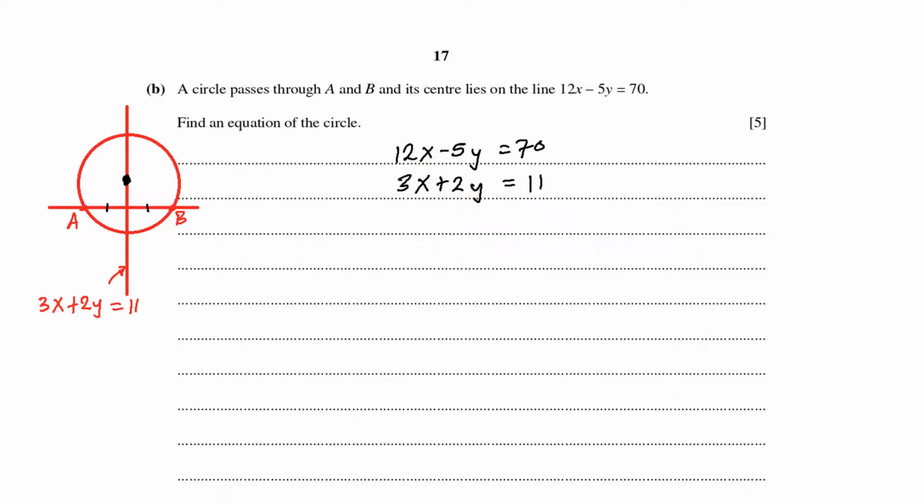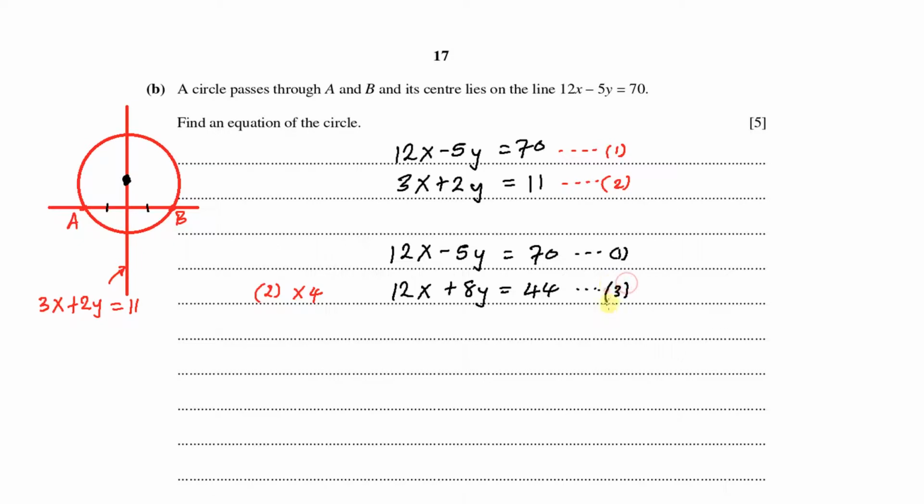So this is what I'm going to do. I'll label this to be equation 1 and this to be equation 2. So equation 1 is 12x minus 5y is equal to 70. And I'll use elimination. So I'll multiply the second equation by 4. So I'll go equation 2 multiplied by 4. And this is what we get. 4 times 3x, that's 12x. And 4 times 2y, that's 8y. And 4 times 11, that's 44. And this will give us another new equation, which I'm now calling equation 3.